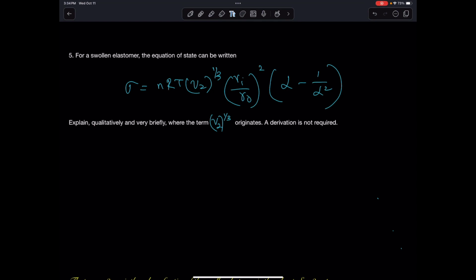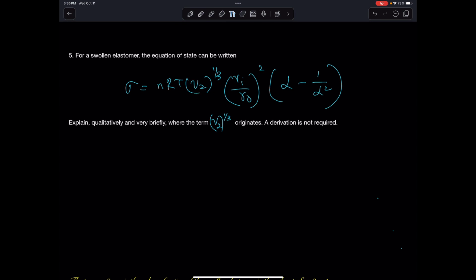So the term V2 is the volume fraction of the elastomer in the swollen elastomer, which means it's the volume of the elastomer divided by the total volume, which is the volume of the elastomer plus the solvent. So V2 is less than 1. The stress sigma is the force per unit cross-sectional area of the elastomer, and that is decreased because the number of chains occupying a given volume has decreased due to the extension along the axis that is perpendicular to the cross-sectional area.